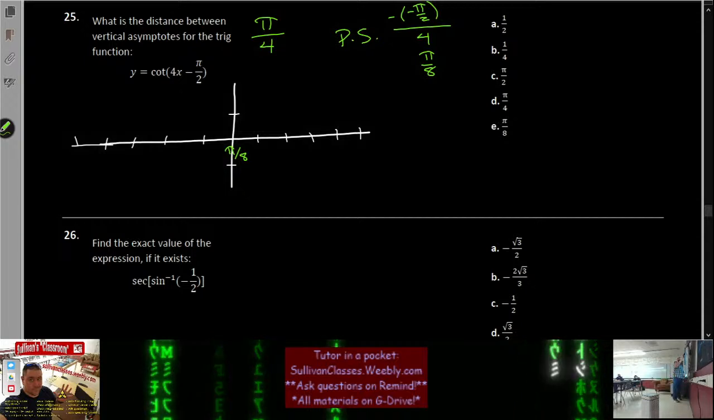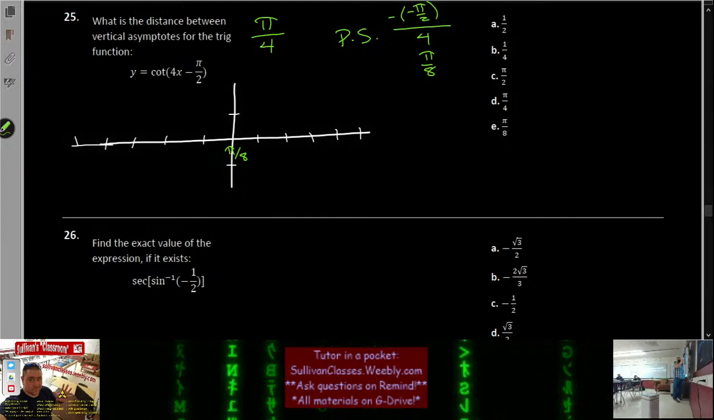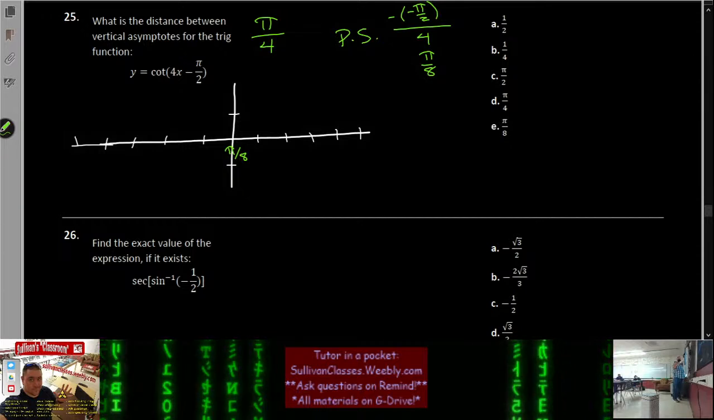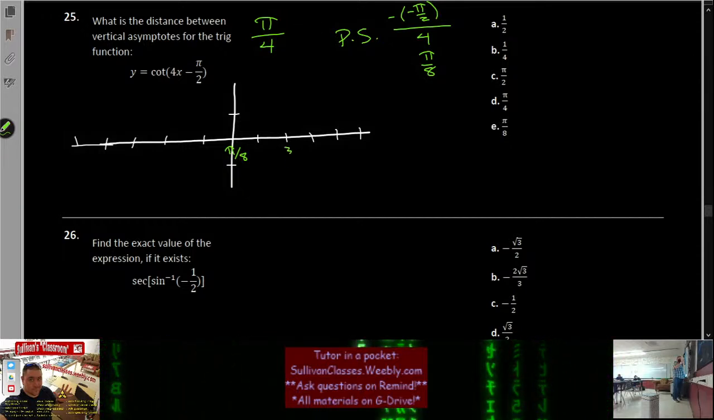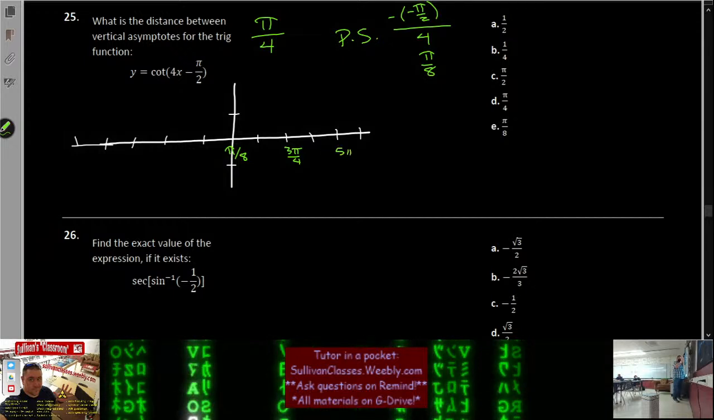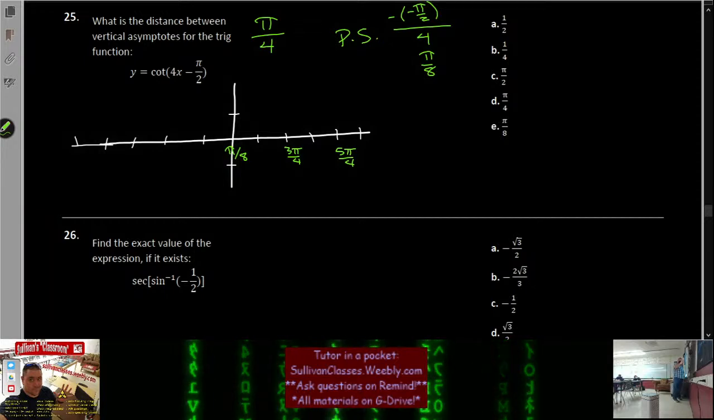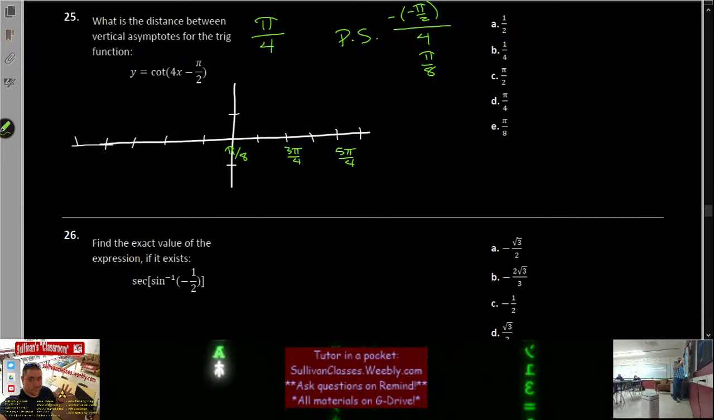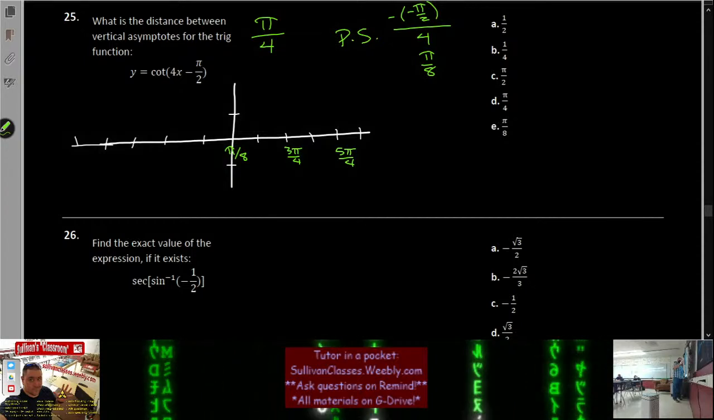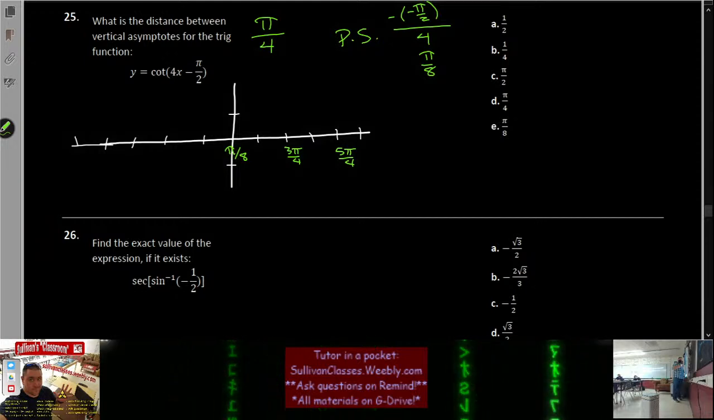So a cotangent starts at an asymptote, x-intercept, asymptote. So I'll go pi over 4 this way. So 2 pi over 4 plus pi over 4 is 3 pi over 4. Plus another 2 pi over 4 is 5 pi over 4. 2 pi over 4 minus a pi over 4. What?